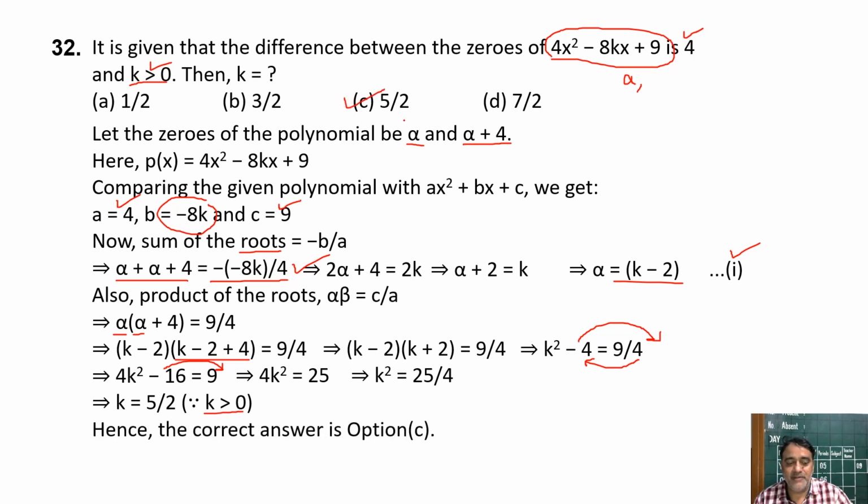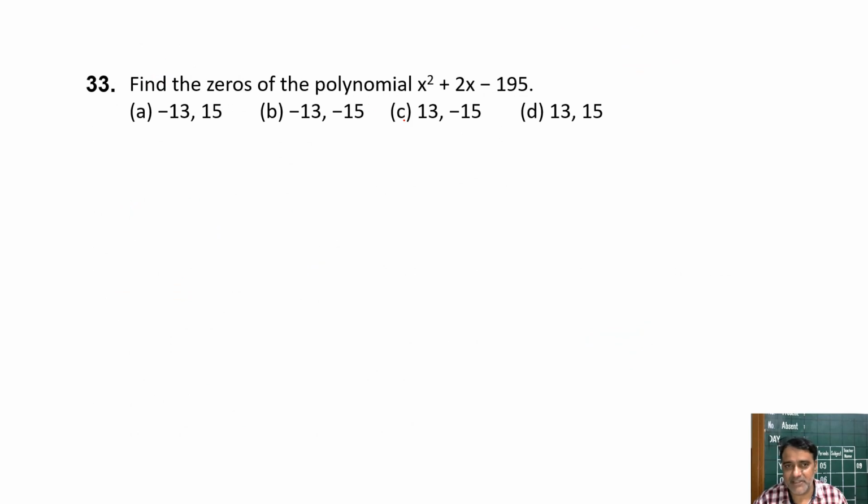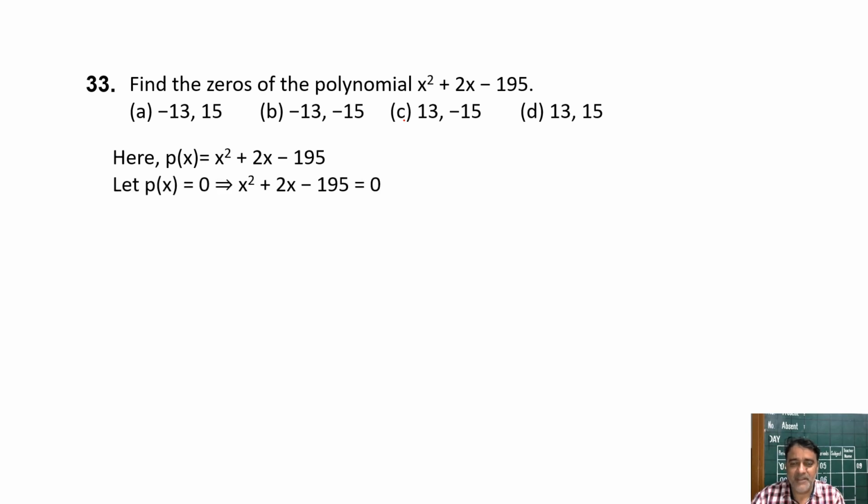Okay, so now we are moving toward question number 33. Total 35 questions. Find the zeros of the polynomial x square plus 2x minus 195. So first we will equate it with 0. Let p of x is equal to x square plus 2x minus 195. We will equate with 0. Now factorize by splitting the middle term. So the product is 195 and the factors' sum is plus 2.